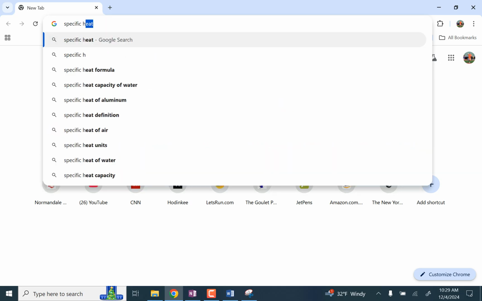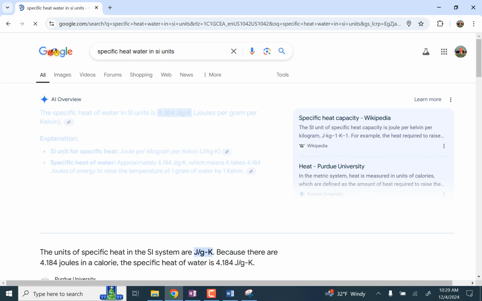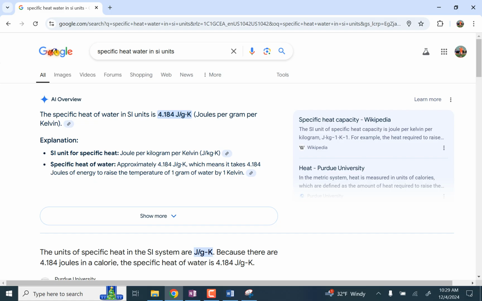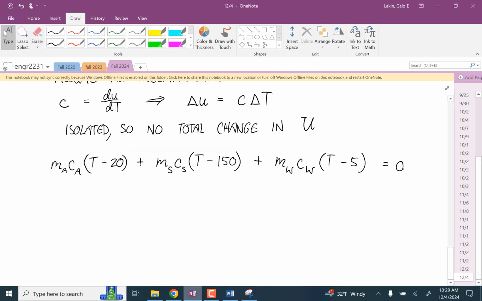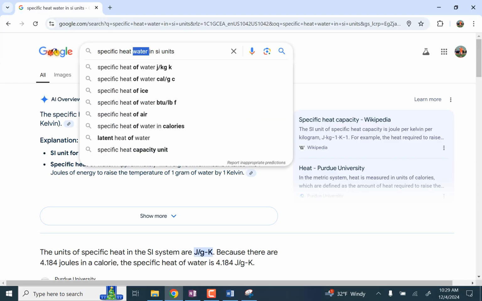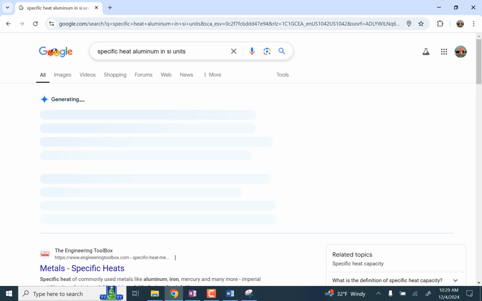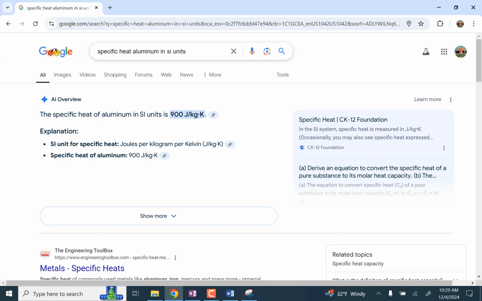So the specific heat of water in SI units, 4 point, oh, that's grams. So per kilogram is 4180. I think I've always used 4186, but we'll use what they have. So this is 4184. Specific heat for aluminum. I'll call that 900.